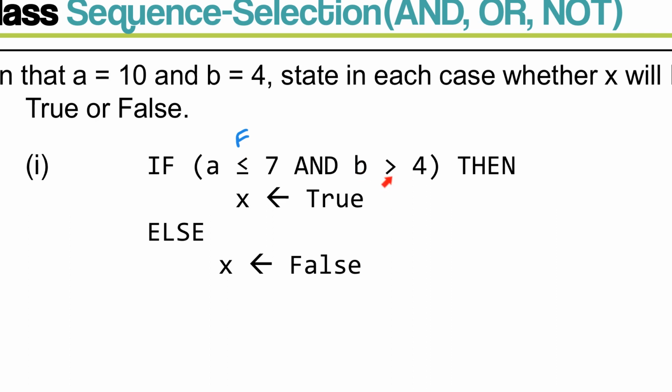B, what does that symbol mean? B was 4. So is 4 greater than 4? No. So that will also be false. False and false in this case is still false. So will we run this bit of code here? No. We only run this bit of code if this was true, which it's not. Therefore, we skip down to the else, and therefore, x in this case will be false.